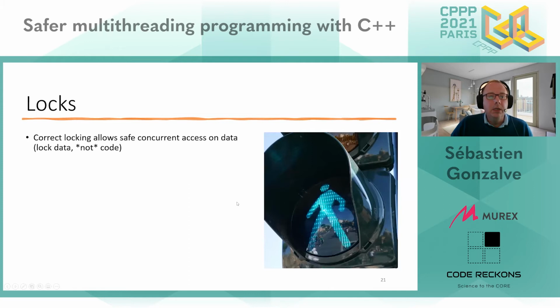So the main synchronization mechanism you may already all know, and that is widely used, are locks. Locks allow you to perform safe concurrent access on data, which means you take a lock, it blocks every access on it. I can read the data that is protected by my lock, and then I can release and everything's fine. Here I insist on the fact that you should lock data, not code.